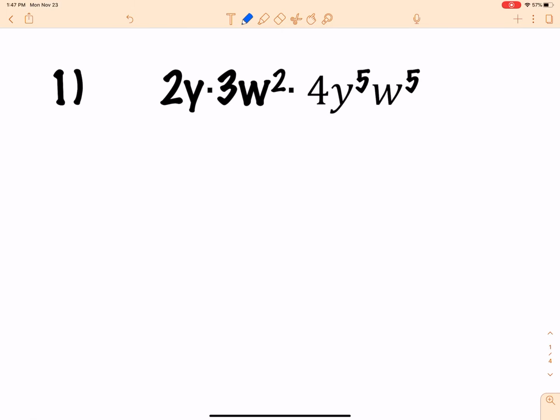All right, so when we're multiplying a bunch of numbers in exponents, just make sure you guys are doing it by common terms. So for example, we're going to multiply all the numbers together first, or the coefficients. So 2 times 3 times 4 is 24.